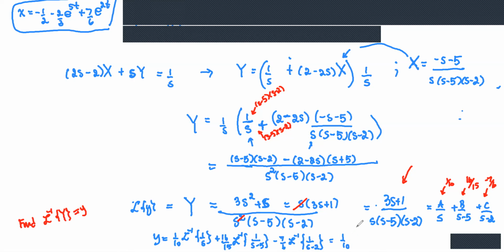The second term is in the pattern of the inverse Laplace of 1/(s minus a), same as what we used for the x part. So we have e to the at, right? In this case, a is 5, so it's gonna be plus 16/15 e to the 5t. The last one is negative 7/6 times e to the 2t. Now we get the solution for y.